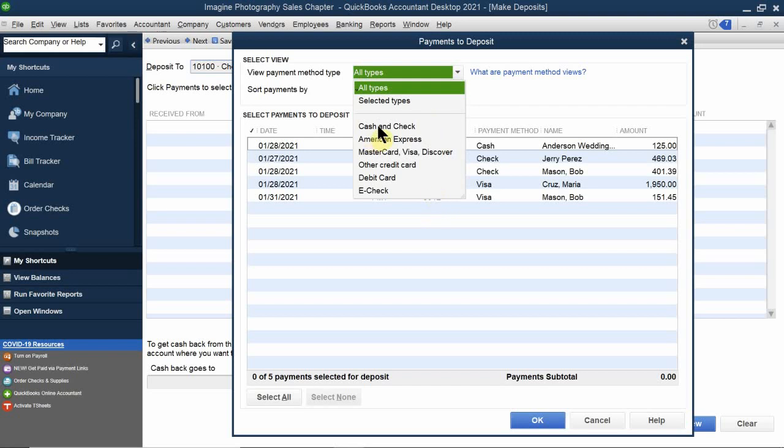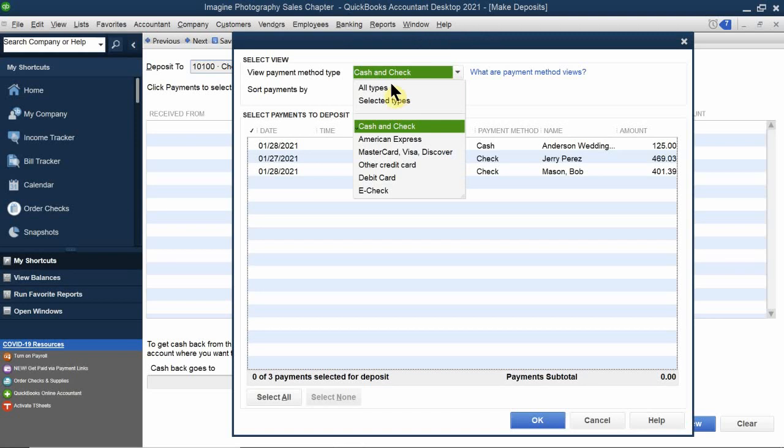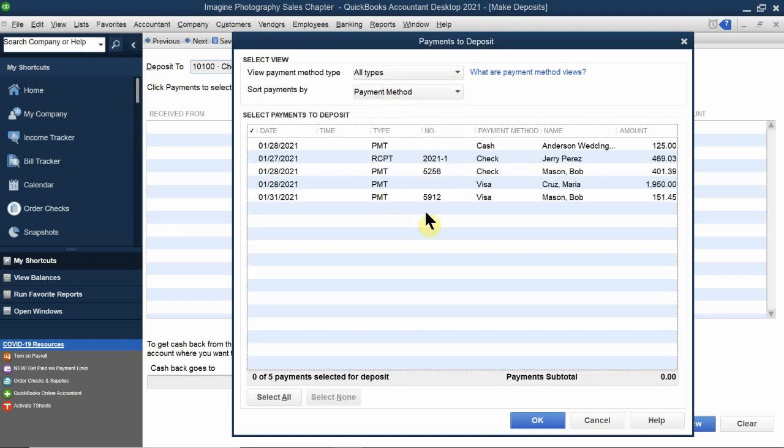In this case, I can choose cash and check, which I noticed because I received a total of 3. I should have received one from... Okay, and then if I choose all, that's going to make me view all of it. So here I have 2 Visa payments, for Cruz Maria. I didn't put him as a check. Okay, my bad. I have to go change that. Let me go back and fix that real quick.